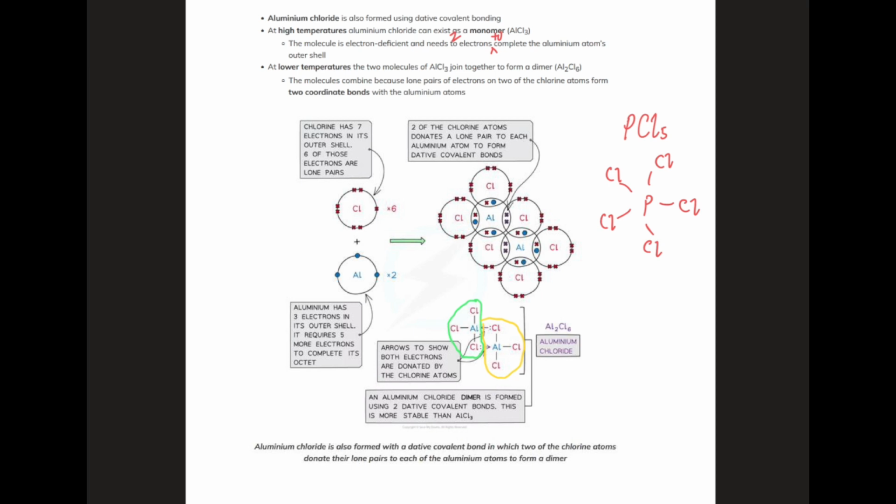Okay, so my suggestion: try to remember it. Who forms coordinate bonds in our syllabus? NH4 plus and Al2Cl6. So these two are the examples that form coordinate bonds. So why do they form? Because somebody lacks electrons. Who lacks electrons? H plus lacks electrons, and then NH3 has a lone pair. So this one, who lacks electrons?